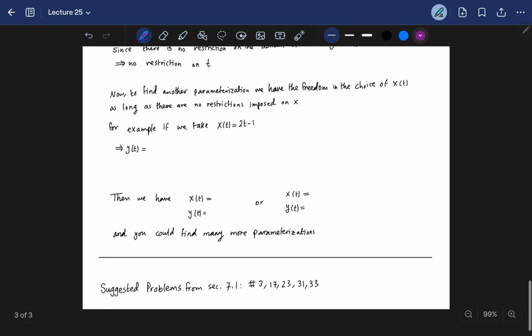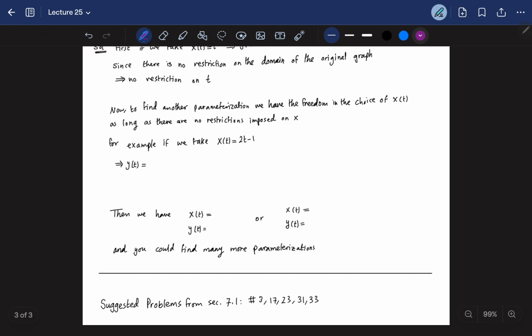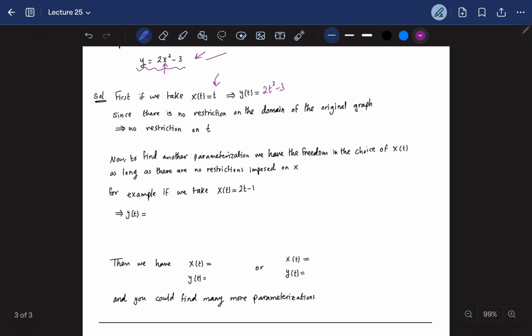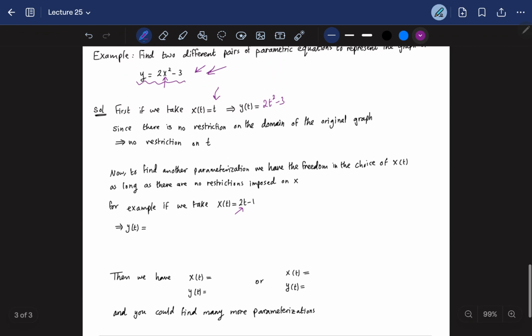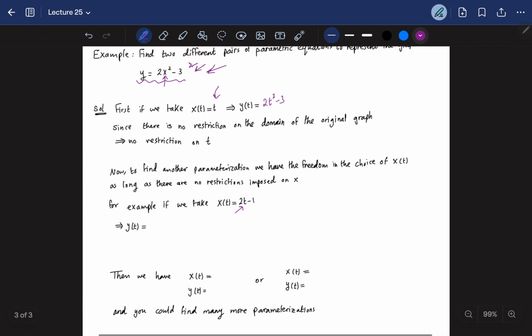Now to find another set of parametric equations, we have the freedom of choice of x of t. We can choose any value of t as long as there are no restrictions on x. Here I don't have any restrictions, so I can use any value of x. For example, here I took x of t equal to 2t minus 1. Any equation is okay. Once you set the value of x of t, you just take it and plug it into your original equation that we have.